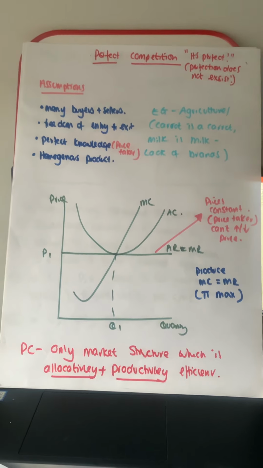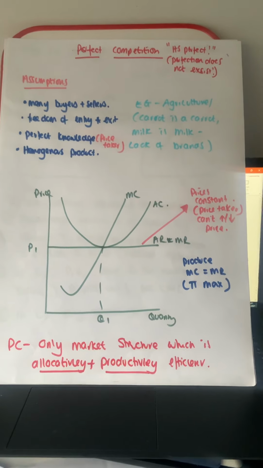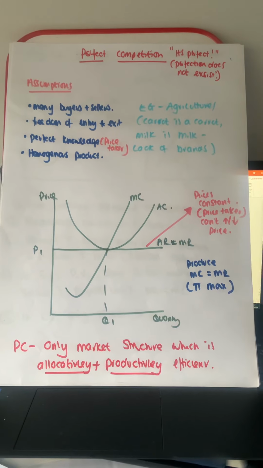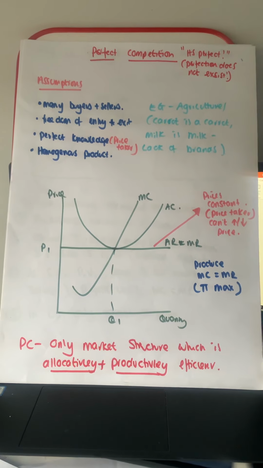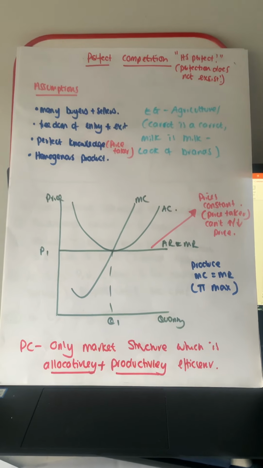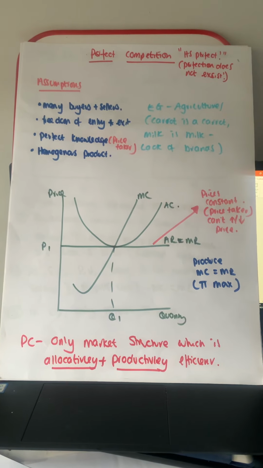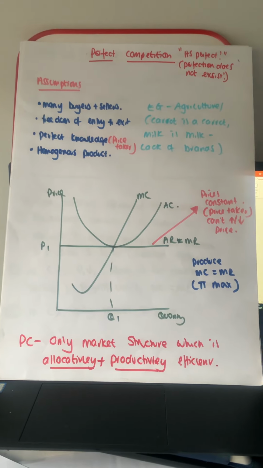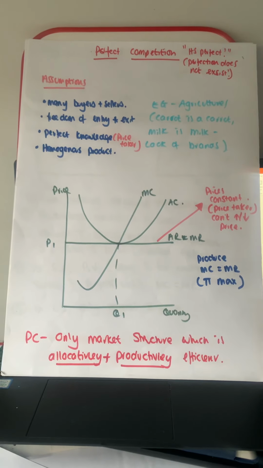Okay, so this is just a very quick video going over our notes on perfect competition. The first and most important thing to realise about perfect competition is it is the exact opposite of monopoly, and it's only ever used as a comparison to other market structures. It does not exist in real life.